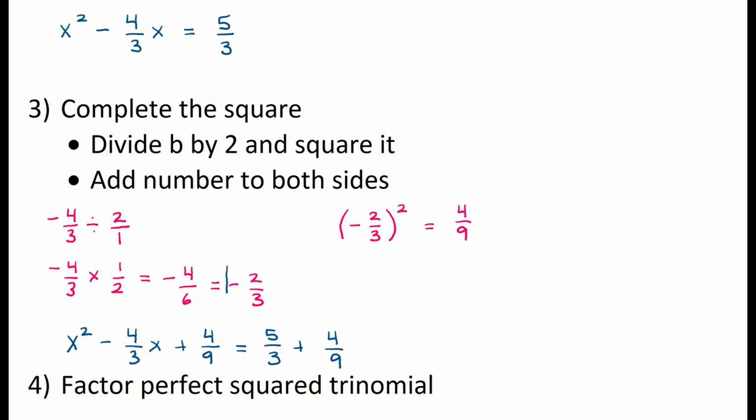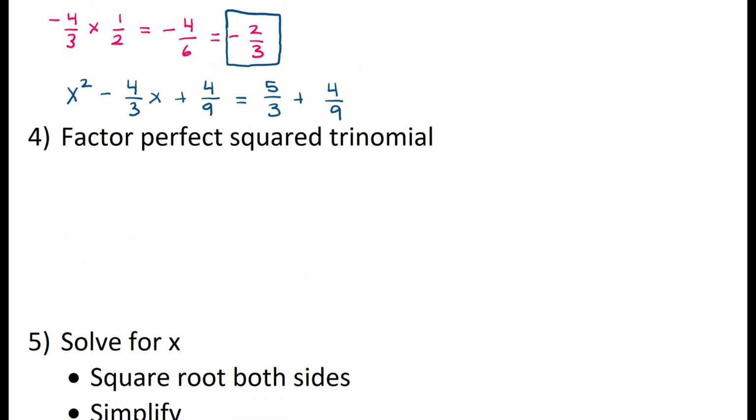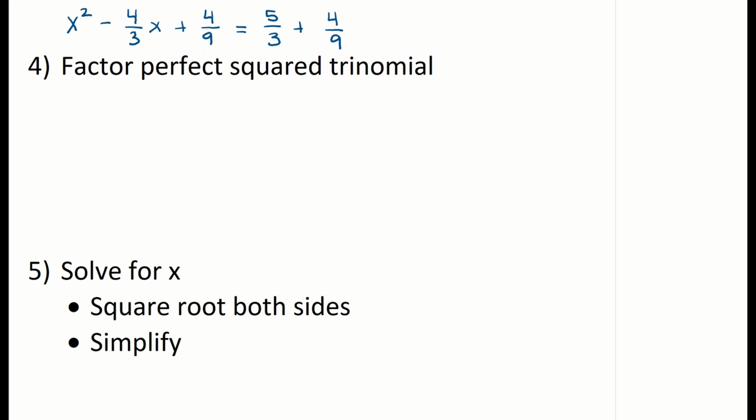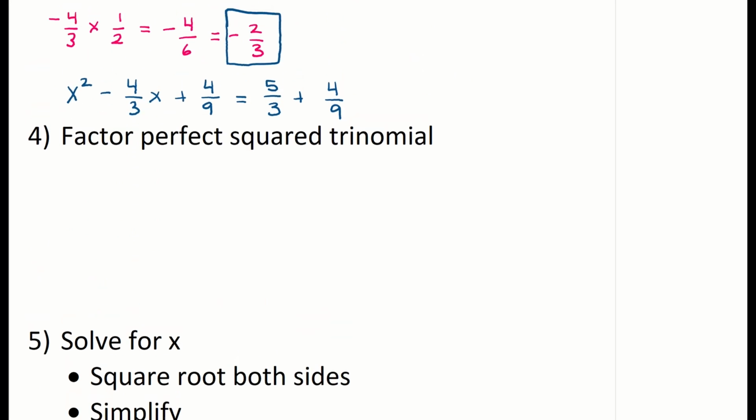And again, I'm going to put this number in a box because it's useful for our next step, which is to factor the perfect square trinomial. So our perfect square trinomial in factored form will be x minus 2/3 squared. And on our other side, we need to get a common denominator in order to add those two fractions together. So we have 5 over 3. To get the common denominator of 9, I'm going to multiply this by 3 over 3. And we're adding 4 over 9 to that.